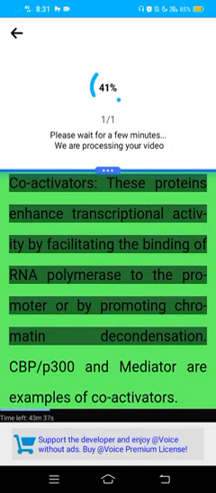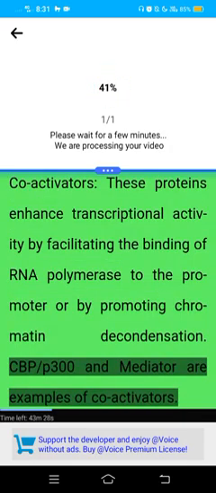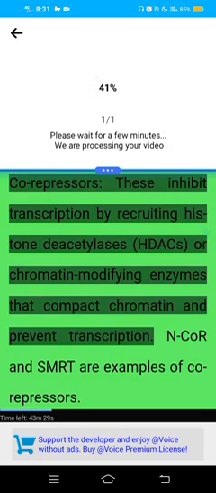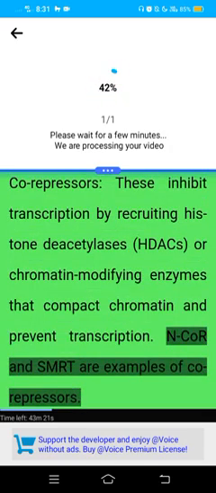Co-activators. These proteins enhance transcriptional activity by facilitating the binding of RNA polymerase to the promoter or by promoting chromatin decondensation. CBP/p300 and Mediator are examples of co-activators. Co-repressors. These inhibit transcription by recruiting histone deacetylases, HDACs, or chromatin-modifying enzymes that compact chromatin and prevent transcription. NCoR and SMRT are examples of co-repressors.